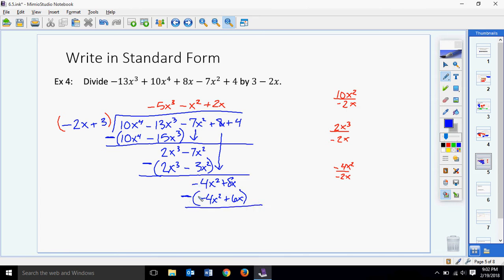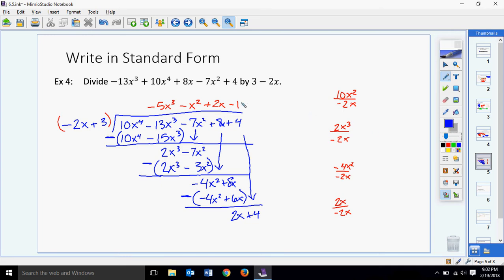After I multiply it back down, I subtract. A negative 4 minus a negative 4, the x squares cancel. 8 minus 6 would give you 2x. Drop down your very last term. Here it's a 4. What do you need to multiply negative 2x by to give you 2x? In other words, what's 2x divided by negative 2x? That would simplify to just negative 1.